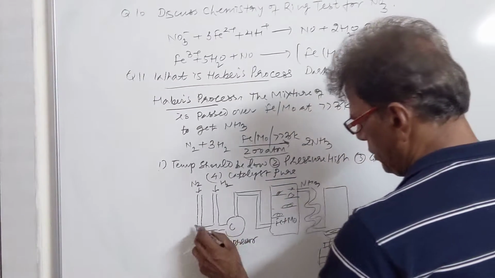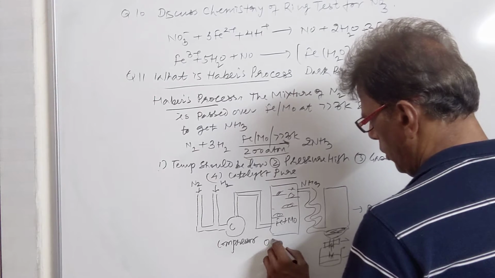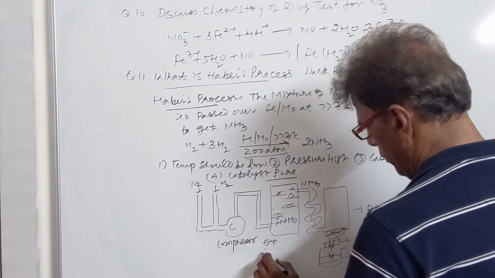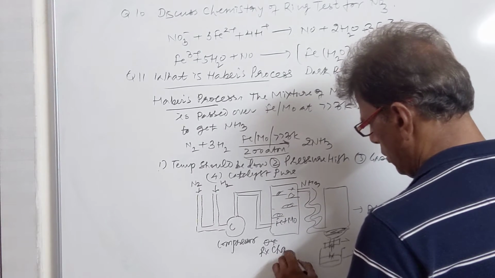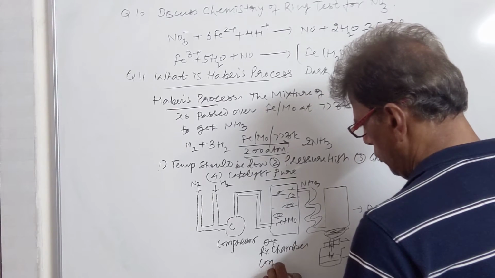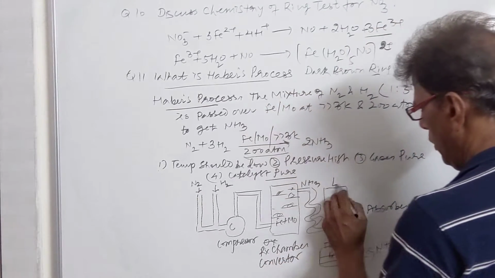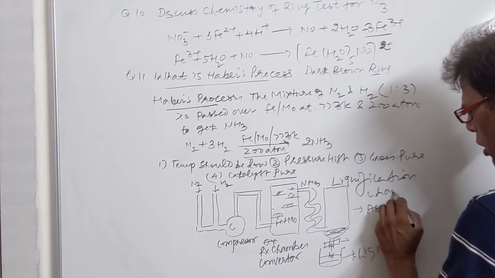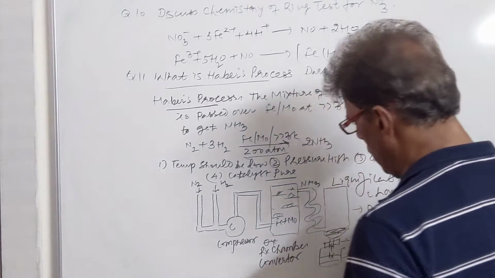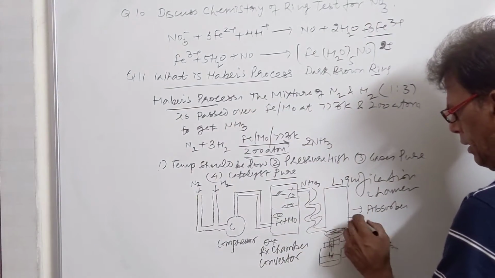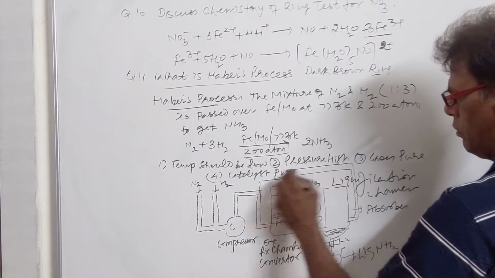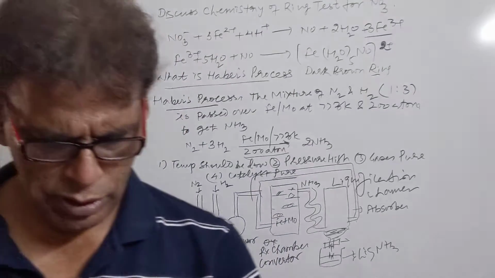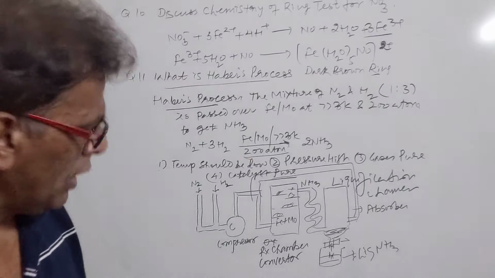So first part is preparation of gases, then we have the compressor, then we have the combination of nitrogen and hydrogen to give ammonia, the reaction chamber, or we can call it a converter. Then we have liquefaction. Here, if some of the nitrogen and hydrogen have not reacted, they are passed back to this chamber. So this is Haber's process for preparation of ammonia gas.